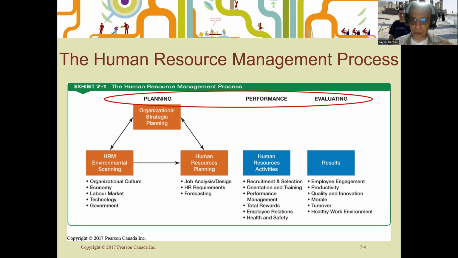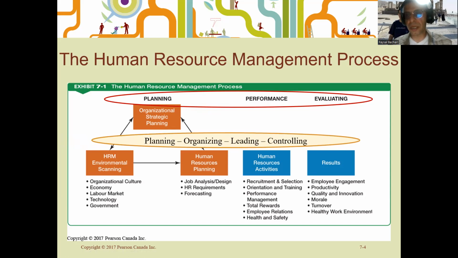And then they need to keep evaluating constantly, to see the result and improve if it's necessary. So the issues they look at are employee engagement, productivity, how productive the person is, quality and innovation, morale, turnover, and a healthy work environment. So on a constant basis, HR is planning, organizing, leading, and controlling. These are the processes that they do.